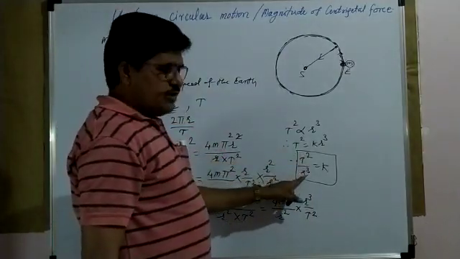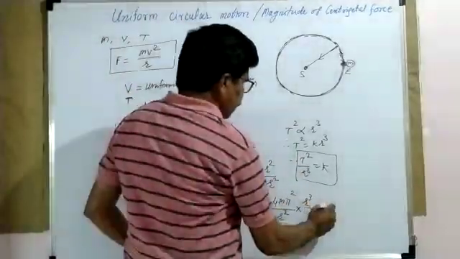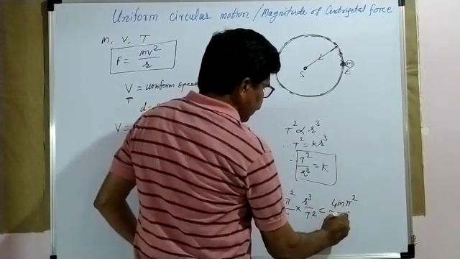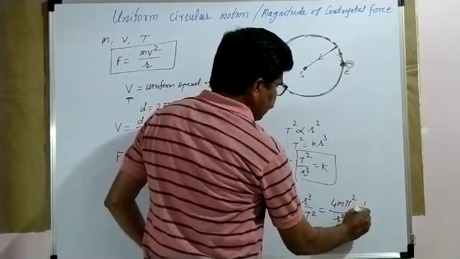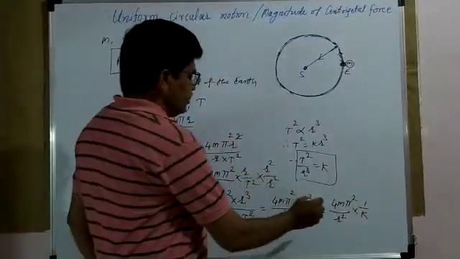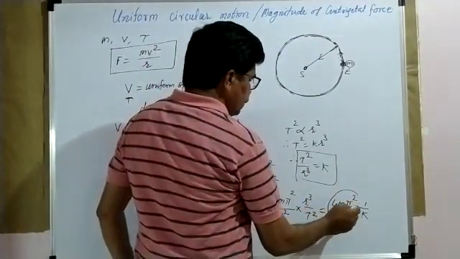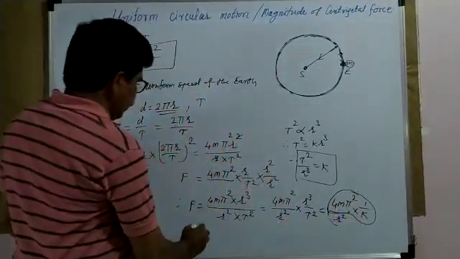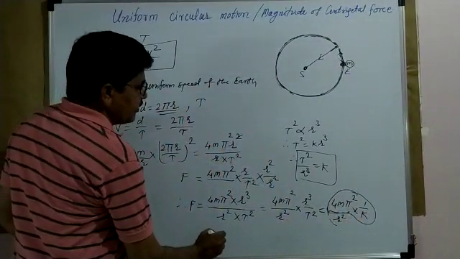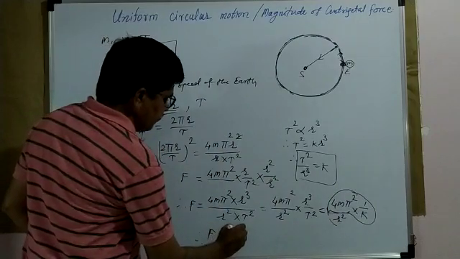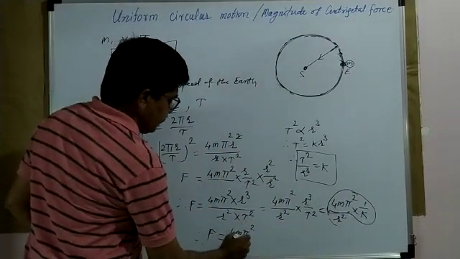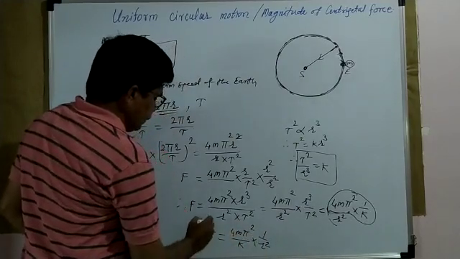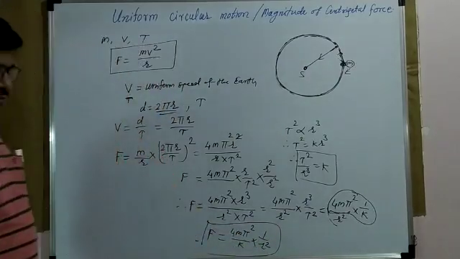But t square divided by r cube is k. We will get 4m pi square divided by r square multiplied by 1 by k, and this term is totally constant, 4m pi square by k. That means you can say that F is equal to 4m pi square divided by k into 1 by r square, and that is nothing but the centripetal force.